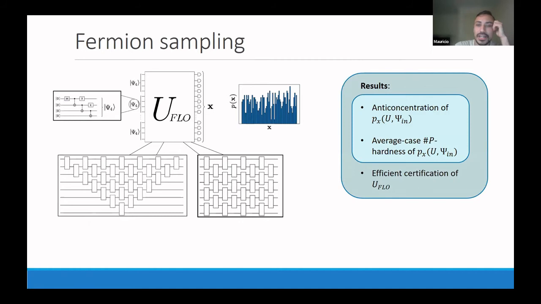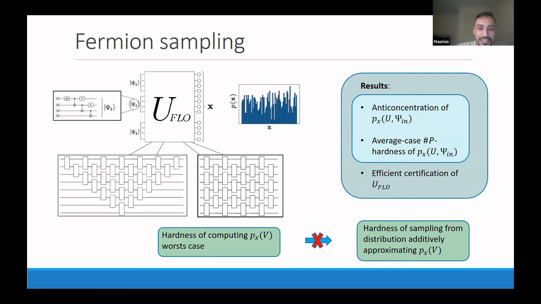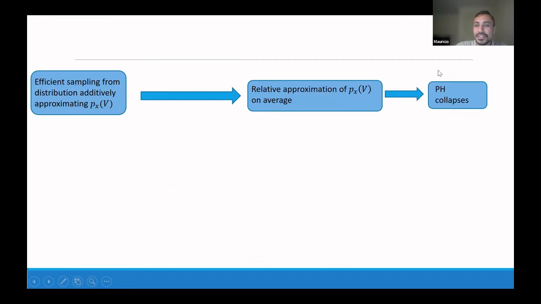And I'll go to the two, let's say, more important results, the hardness guarantees, and I'll explain what these two things mean. What is anti-concentration and what is average case hardness? As I've repeatedly said, hardness of computing the output probabilities in the worst case is not the same as the hardness of sampling from them. I just told you that the probabilities are hard to compute, but not to sample. So how do we prove they're hard to sample from? Here's the scheme trying to show you how that is done.